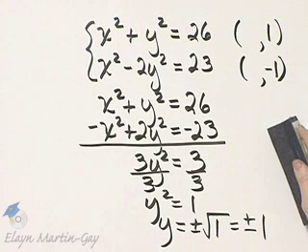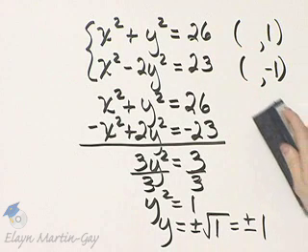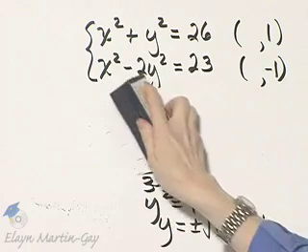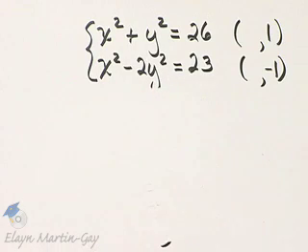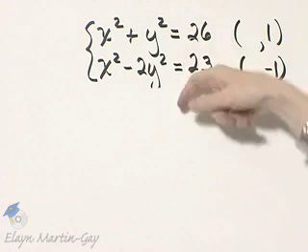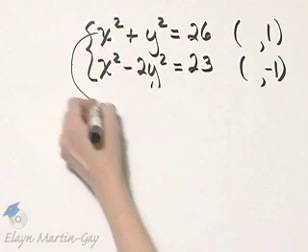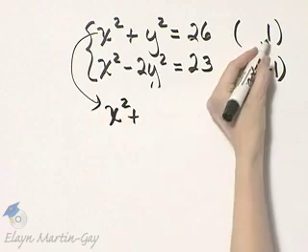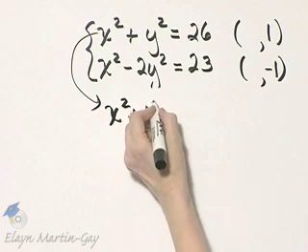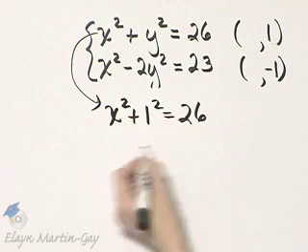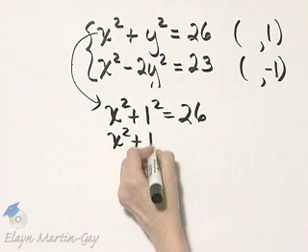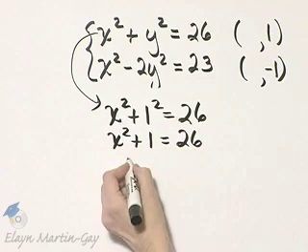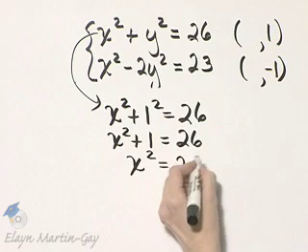Let's keep that in mind and let's find corresponding x values. Now, how do we find corresponding x values? We plug in 1 for y, solve for x, then we plug in -1 for y and solve for x. And it makes no difference which equation we choose. I'll choose the first one, x squared plus, I'll let y be 1. 1 squared is 26. So x squared plus 1 is 26, or x squared is 25.